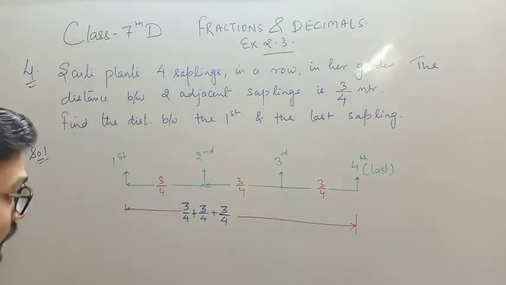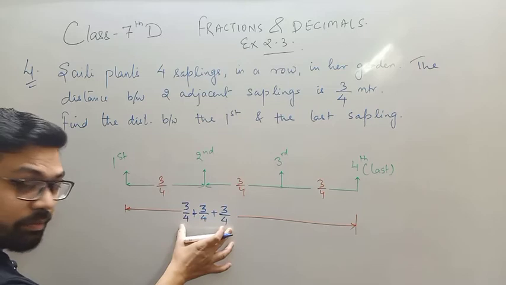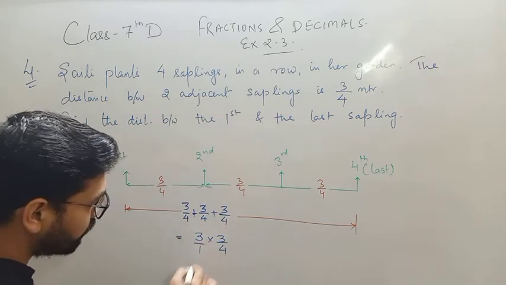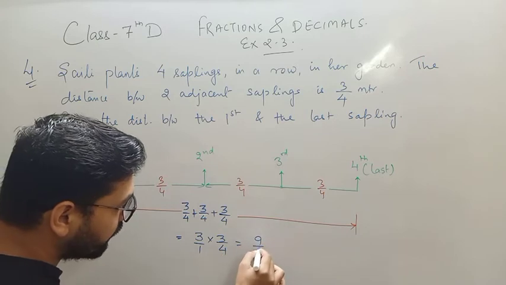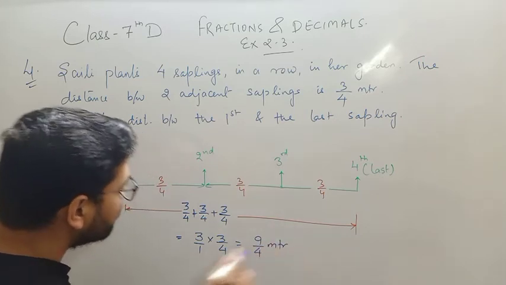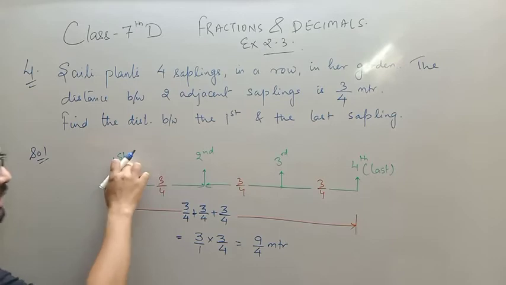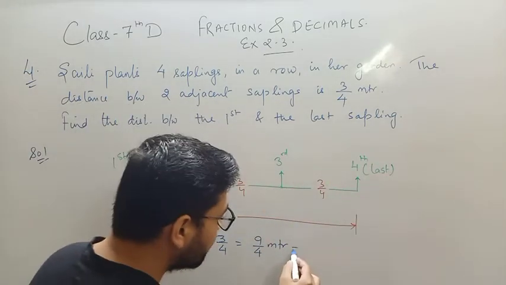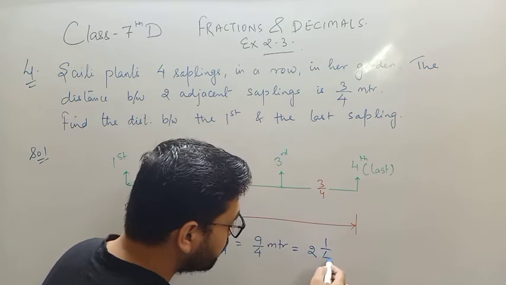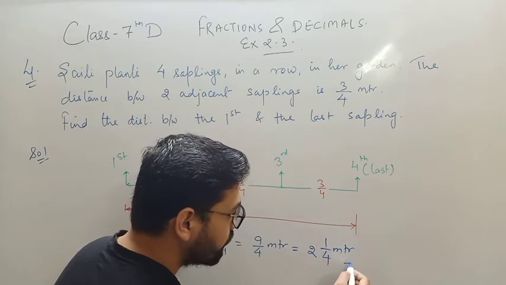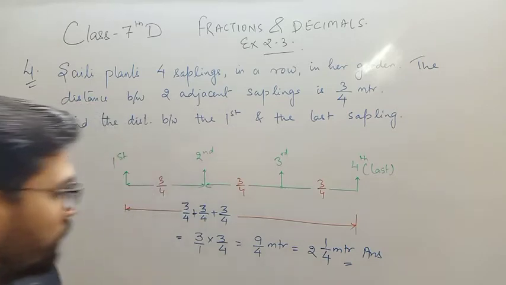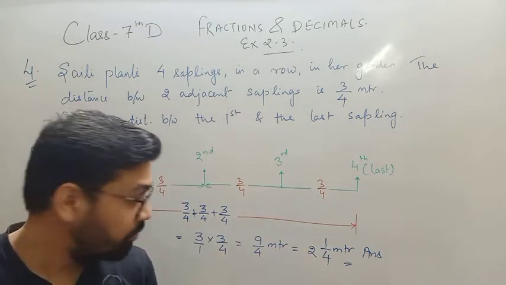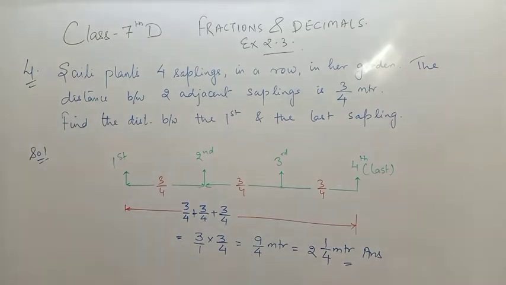Or you can simply write, this can be written as 3 into 3/4, or you can write 9/4 meters. So the total distance between the first and the fourth or the last sapling is 9/4 meters. Or you can simply write 4 2s are 8, 1/4 meters. 4 2s are 8 plus 1, 9, 9/4 meters. So this is the answer. Please note it down fast.